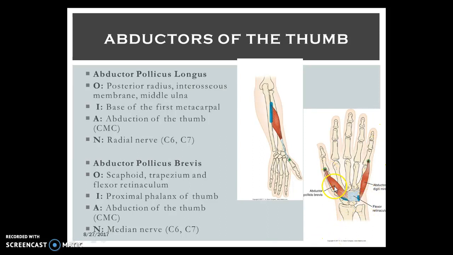makes it part of your thenar eminence as well. It originates on the scaphoid, trapezium, and flexor retinaculum, then inserts on the proximal phalanx of the thumb. It's abduction of the thumb at the CMC joint and is innervated by the median nerve.